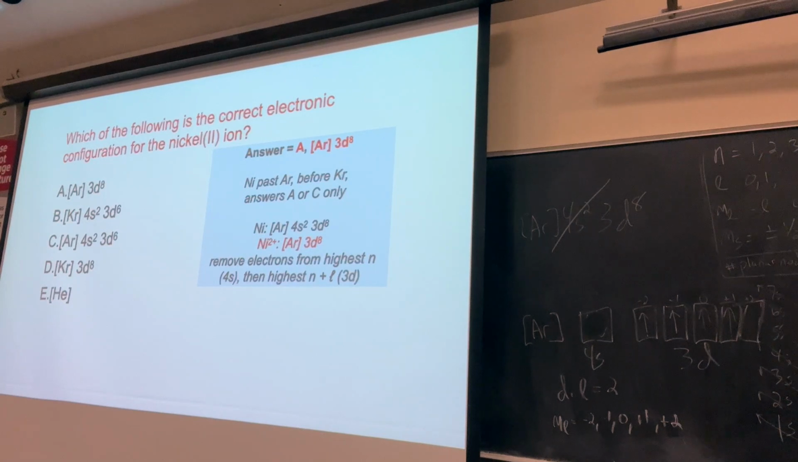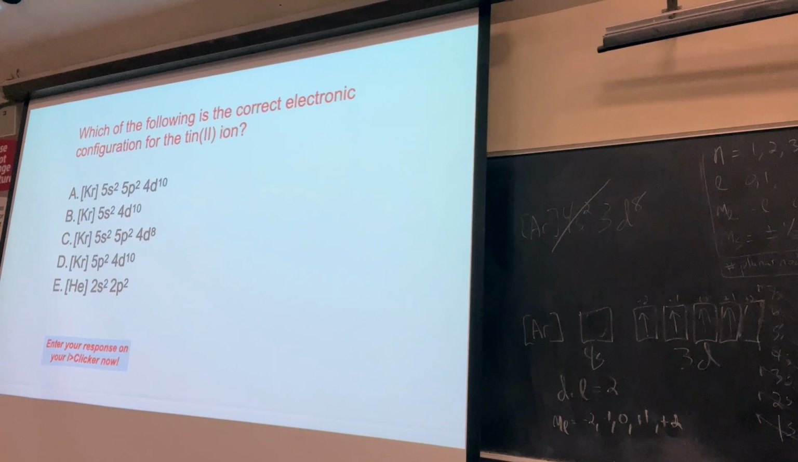Other questions? Tin 2+ is when we saw tin neutral earlier. See if you can figure out which electron configuration would be appropriate for the tin 2+ ion.